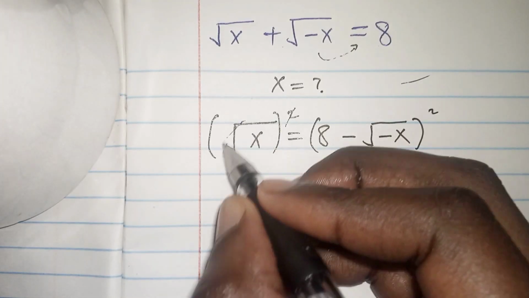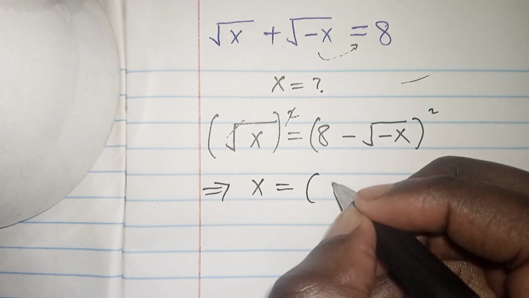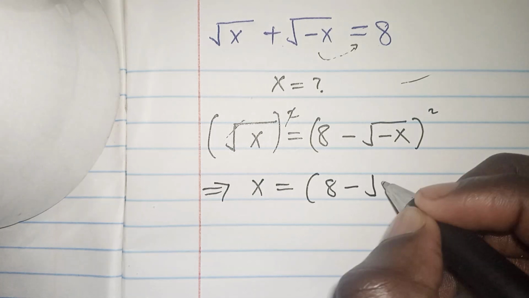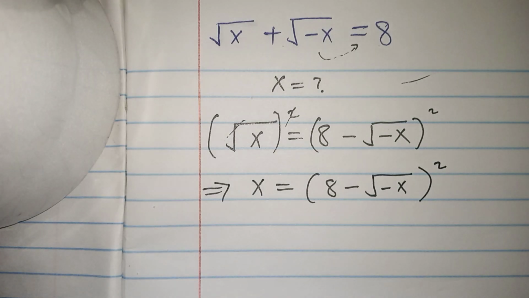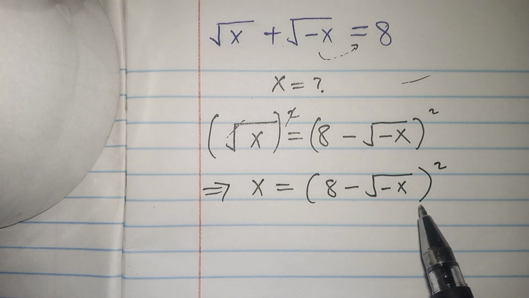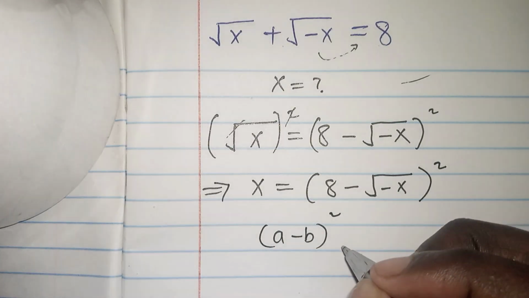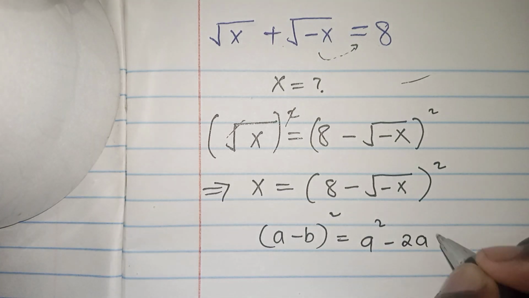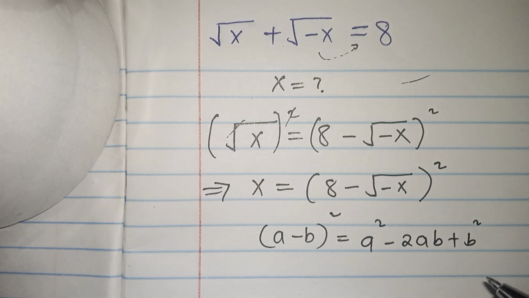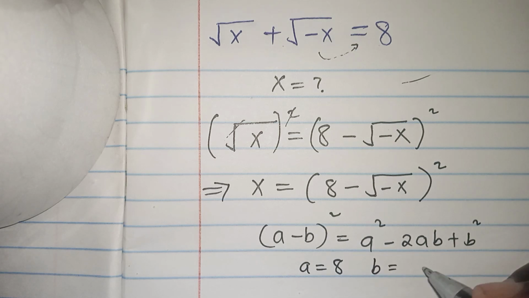So this square will cancel with the square root, and x is equals to bracket 8 minus the square root of negative x, all this squared. Okay, so from this point we shall then use this identity. If you have a minus b squared, we can write it as a squared minus 2ab plus b squared. For our case here, a is equals to 8, b is equals to the square root of negative x.